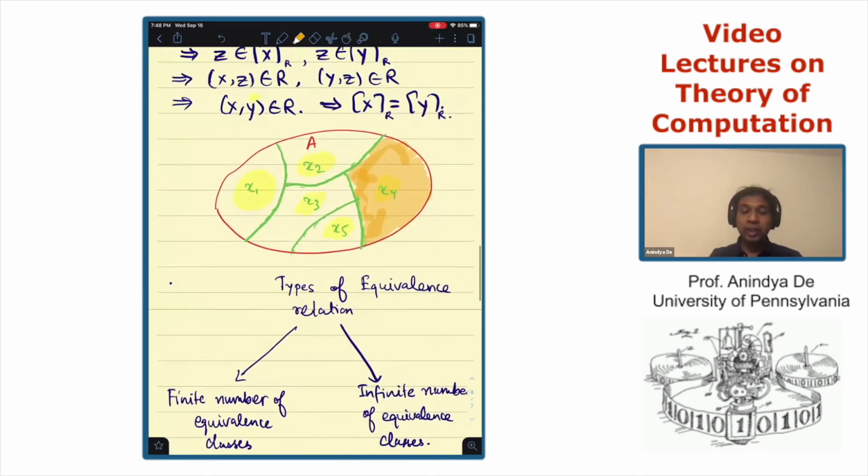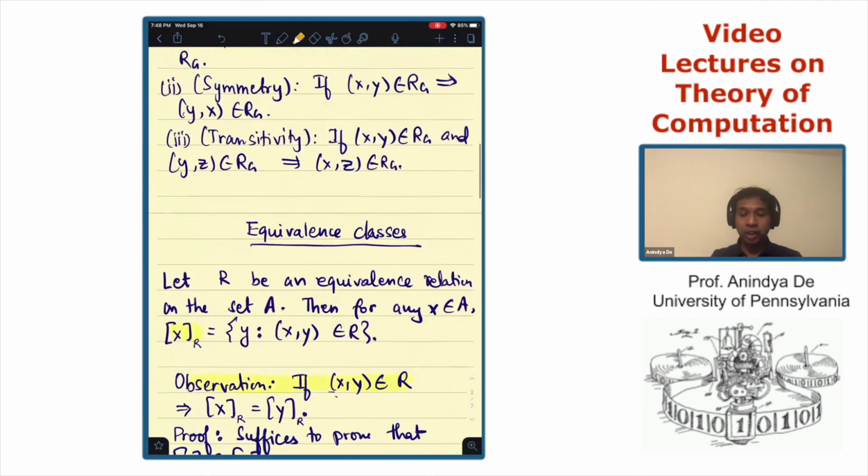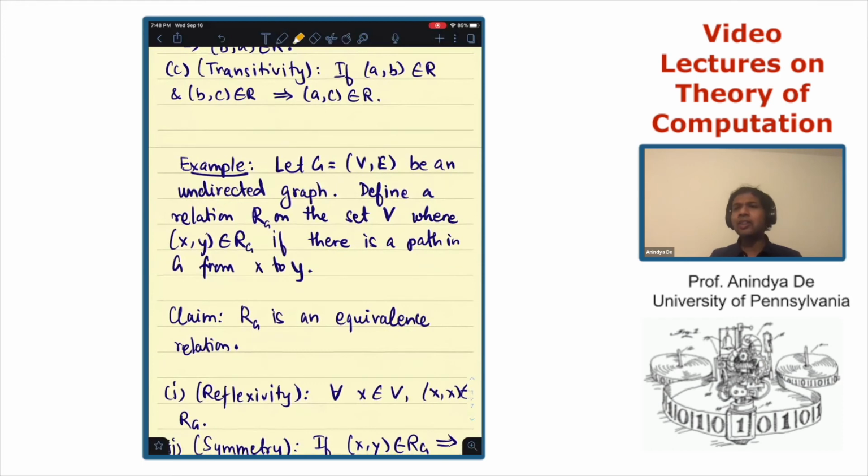So of course, for example, in a graph, the graph equivalence relation RG that we saw earlier is a finite equivalence relation, partially because the set itself is finite, so you cannot have infinite number of equivalence classes. If the ground set V is finite, you cannot have infinite number of equivalence classes. But as we are going to see examples of equivalence relations which induce infinite number of equivalence classes. And this distinction between finite and infinite is very important in the context of Myhill-Nerode theorem.